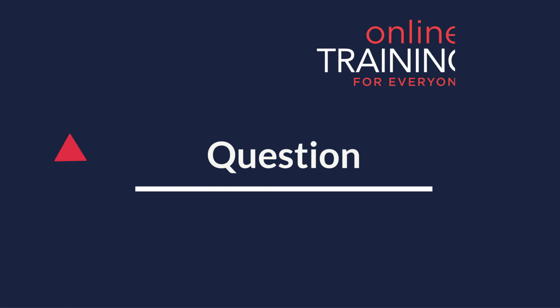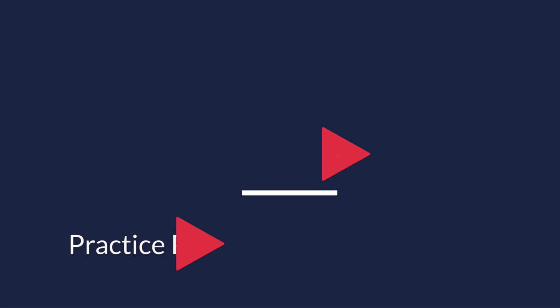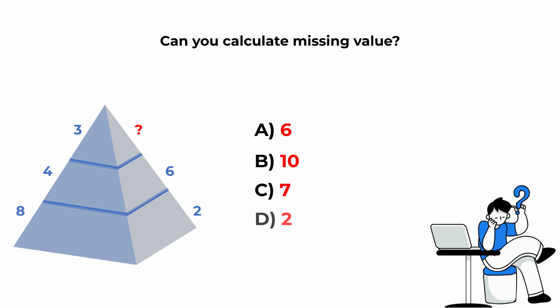And now, here's the question for you to practice. You're presented with triangle, which is broken down into 3 equal horizontal parts. On the left side of the triangle, you see numbers 8, 4, and 3 if you go from the bottom to the top. And on the right side of the triangle, you see numbers 2, 6, and 1. A number is missing. You need to select the missing number from 4 different choices. Choice A, 6, choice B, 10, choice C, 7, and choice D, 2.